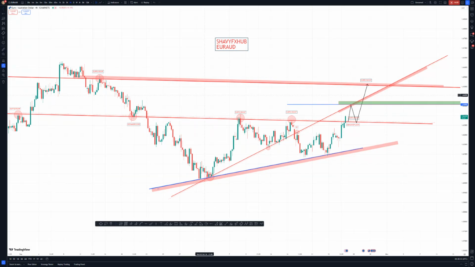So graphically looking at the structure, you know what to expect. We have broken a resistance structure. We have broken a supply roof. Now we expect price to return on retest. But we are looking at a larger impulse that if price can make its way into the blue line, that will make a decent sell correction for the day.